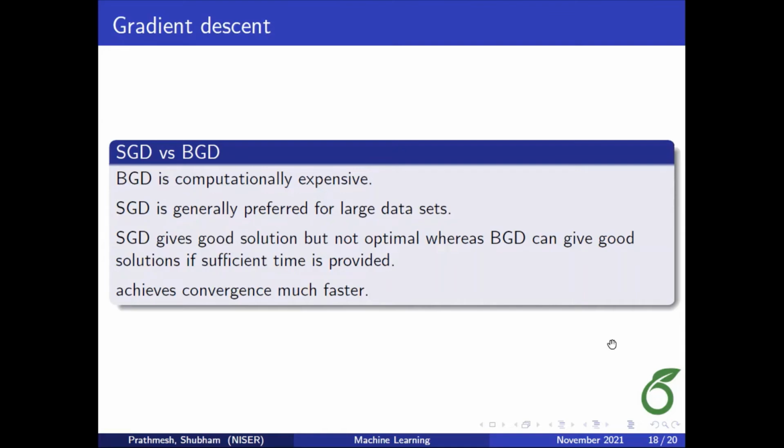Whereas batch gradient descent, although it is computationally expensive and takes a long time, gives a solution such that the total loss is minimized, so it's an optimal solution. And lastly, stochastic gradient descent achieves convergence much faster, because it is computationally easy, so it will converge much faster.